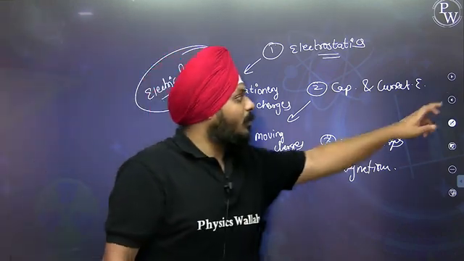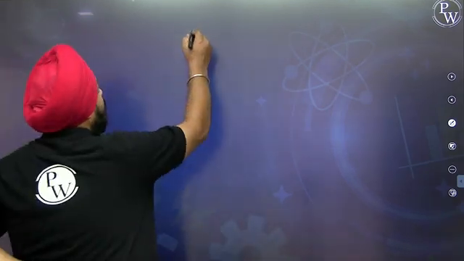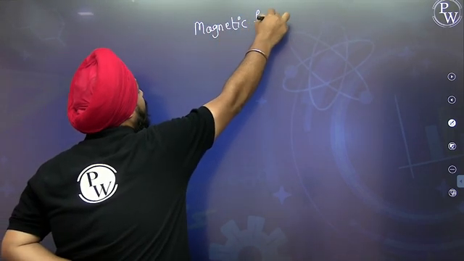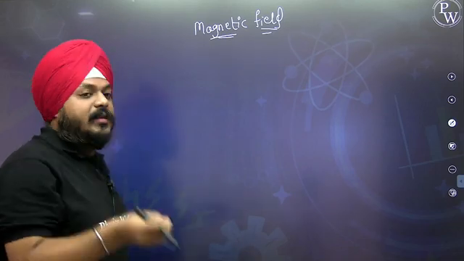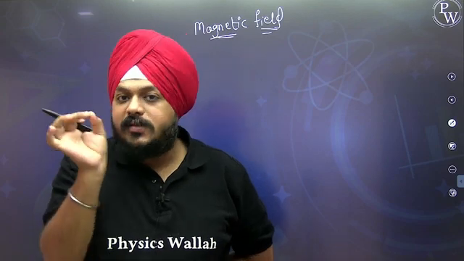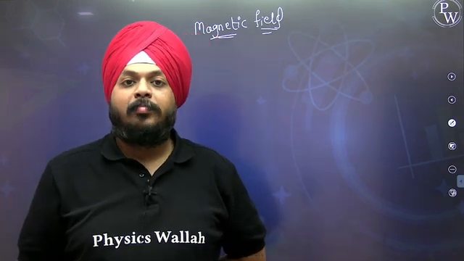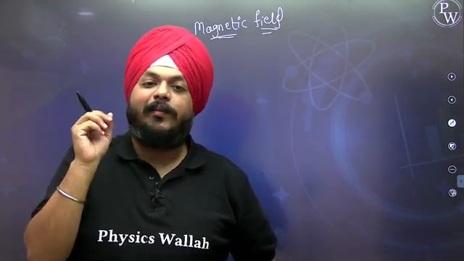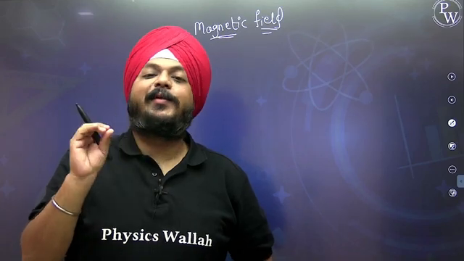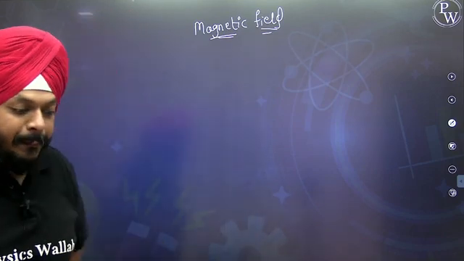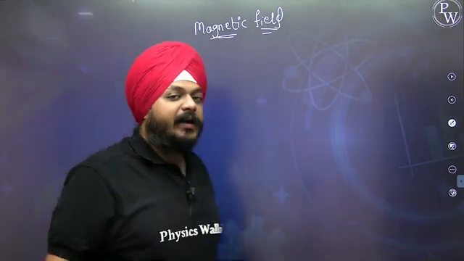Now see, magnetic field is all about what? The magnetic effect of the current was first discovered by Ørsted. The famous experiment that you all are aware of: one circuit was kept, a magnetic compass was kept on it, and the needle was getting aligned in the direction of the current. This was a very famous experiment conducted by Ørsted.